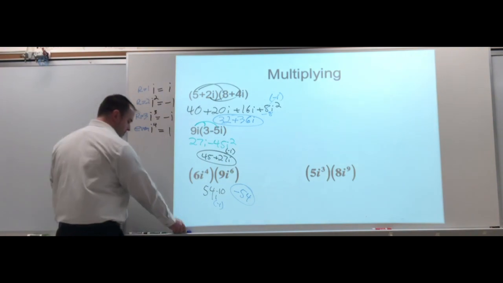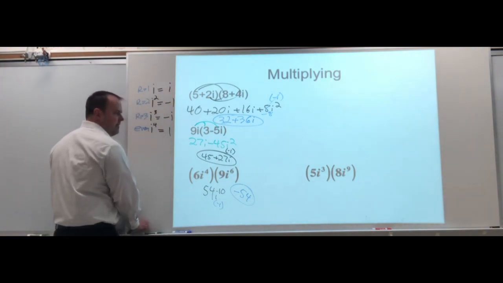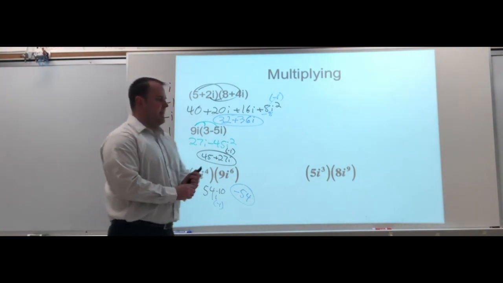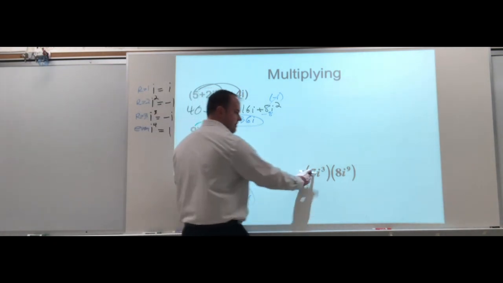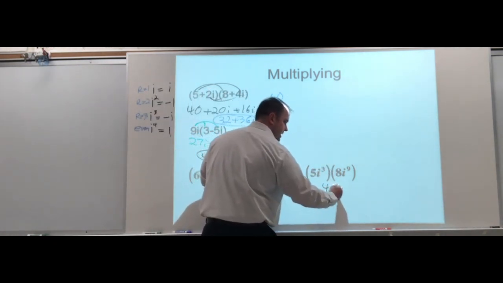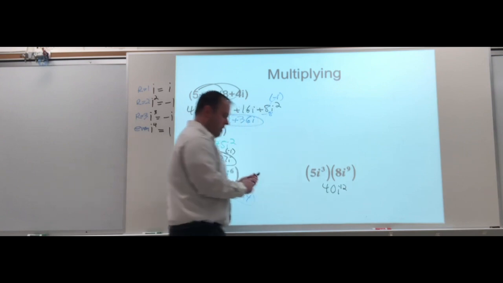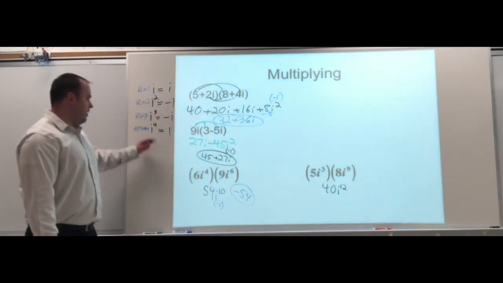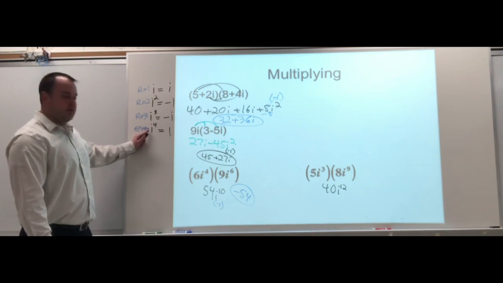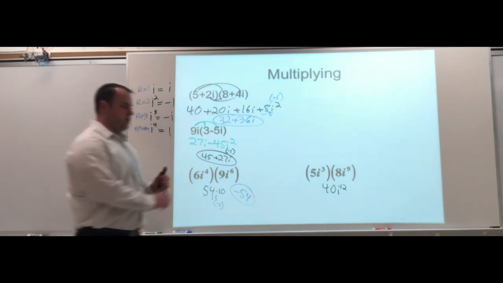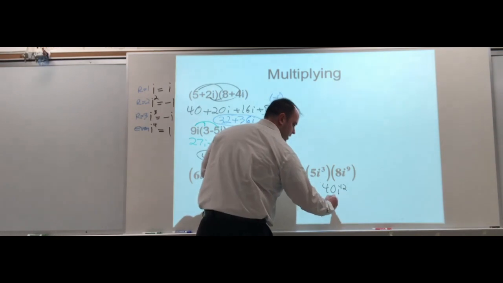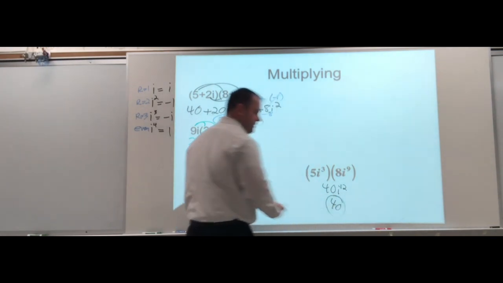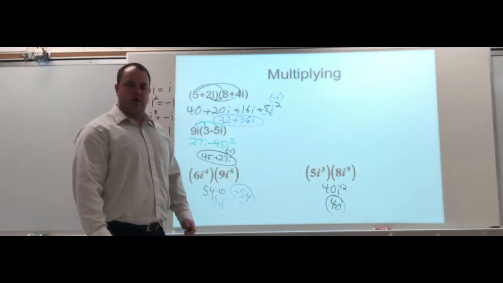Let's do one more example. We have 5i cubed times 8i to the 9th. 5 times 8 is 40, and it's going to be i to the 12th power. Now this time, how many times does 4 go into 12? 4 goes into 12 evenly. It goes into it 3 times. There's no remainder. So that simplifies to 1. 40 times 1 is 40, and then there's your answer.